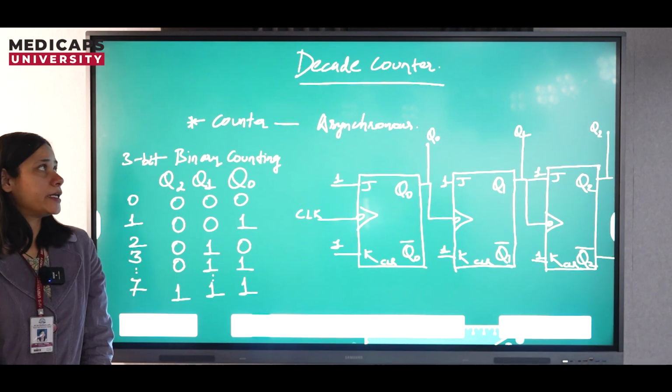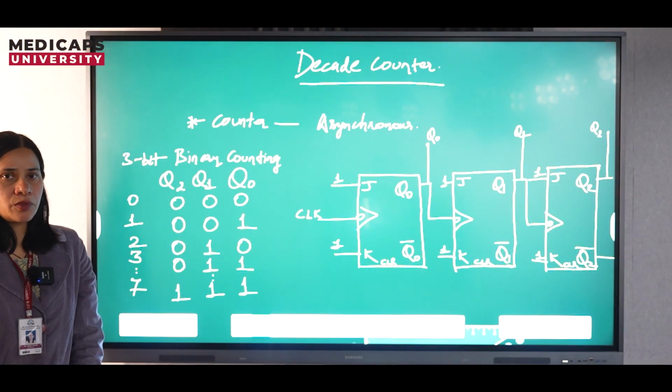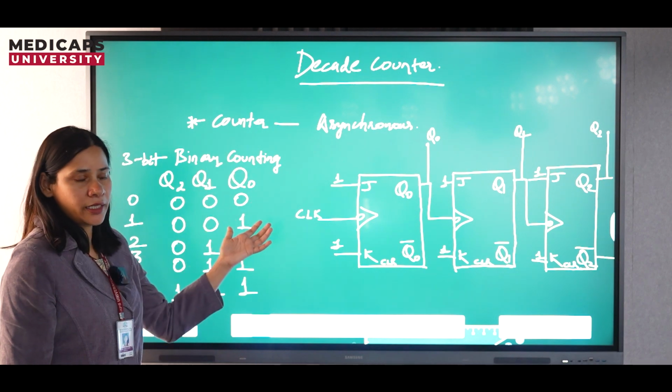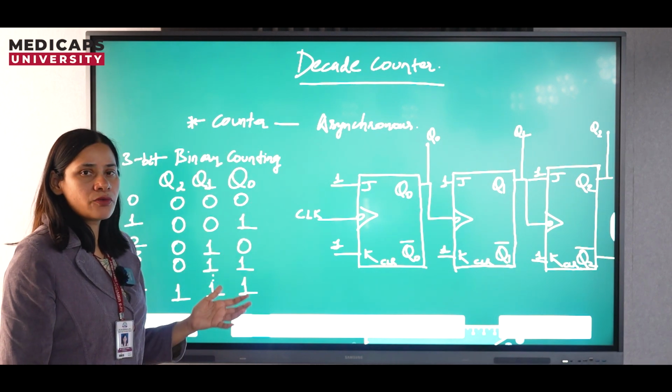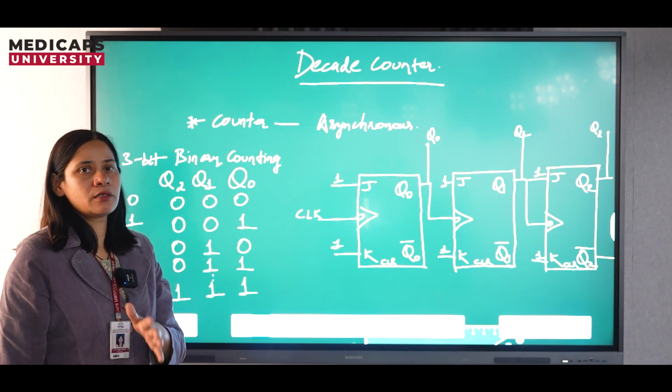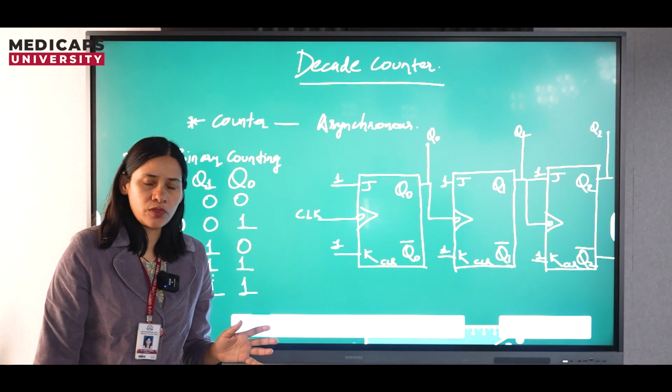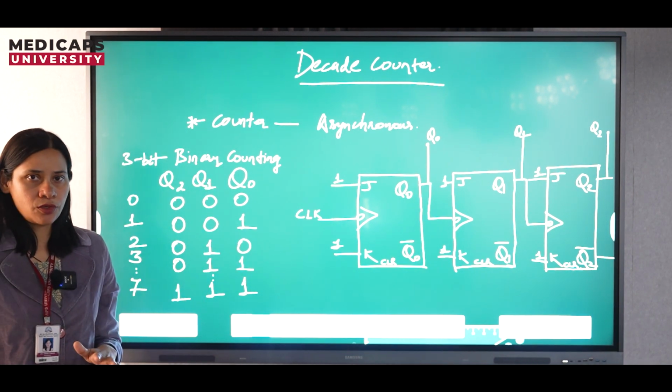आज हम डिकेड काउंटर पढ़ेंगे. काउंटर क्या होते हैं? काउंटर काउंट करते हैं, बाइनरी काउंटिंग करते हैं from 0 to the required number. So counters are basically of two types, asynchronous and synchronous.